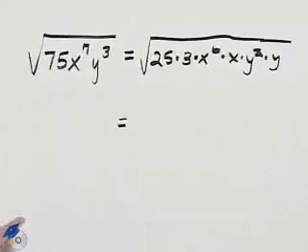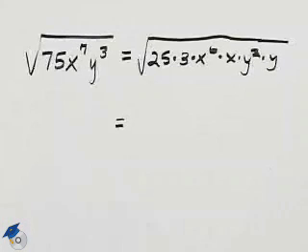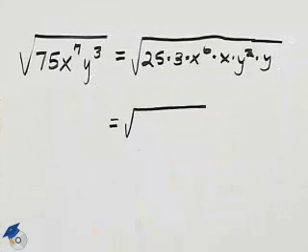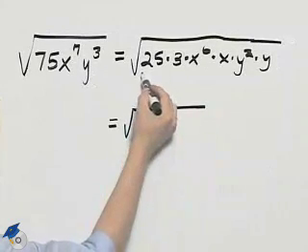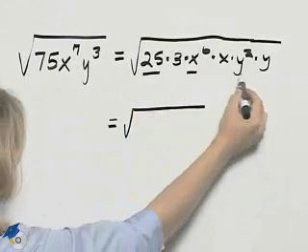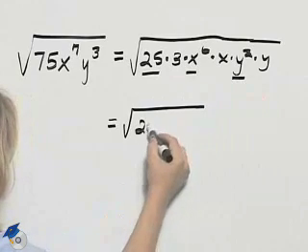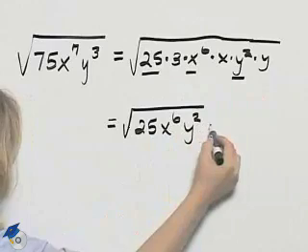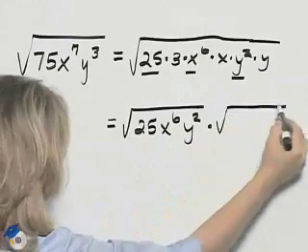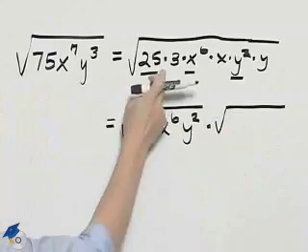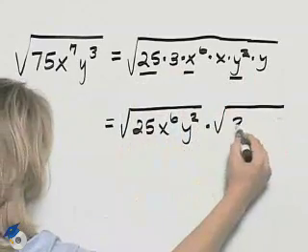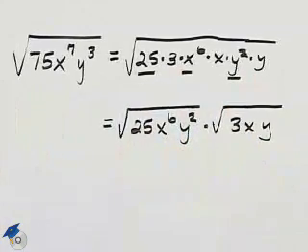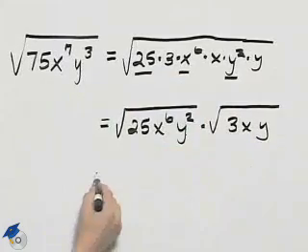Now, we want to then separate out the perfect squares and the non-perfect squares. So I can use the product rule to do that. My perfect squares are 25x to the 6th and y squared. So I'm going to write those together under one radical. And then the other items, the 3, the x, and the y, are not perfect squares, so I'll clump them together under another radical.